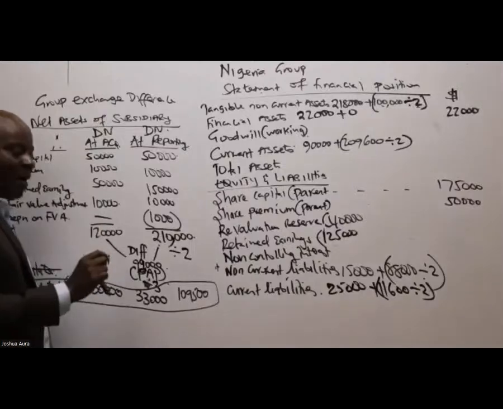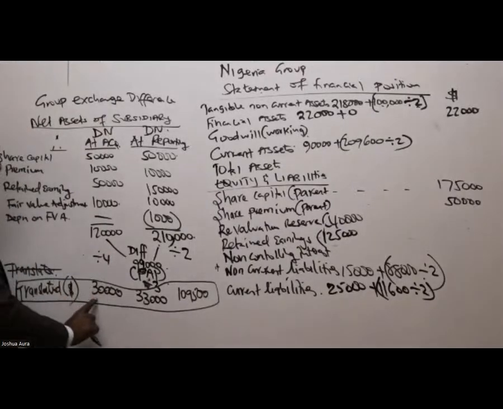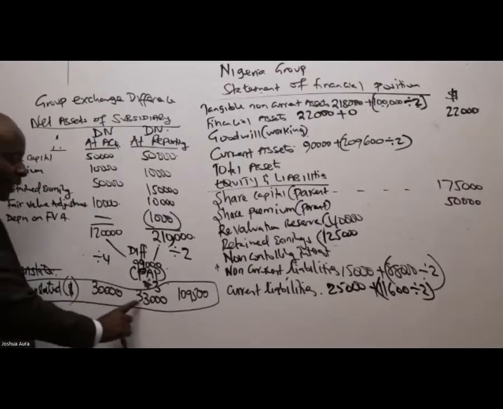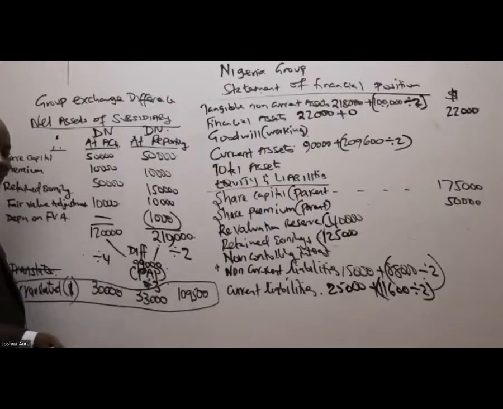So there is a perfect match. How about these translated figures? Can somebody take 30,000 plus 33,000? Are we really going to get this figure? No. That is an exchange gain.